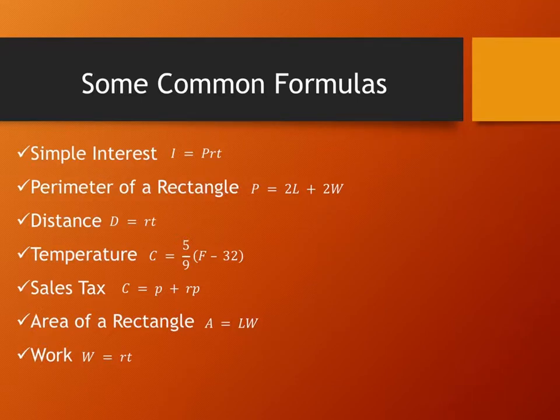Perimeter of a rectangle, the perimeter is the distance around an object. So for perimeter of a rectangle, it's 2 times the length plus 2 times the width. Your distance formula is D equals RT, looks like dirt almost, right? Dirt. You've probably heard of it that way even, right? Distance equals rate times time.